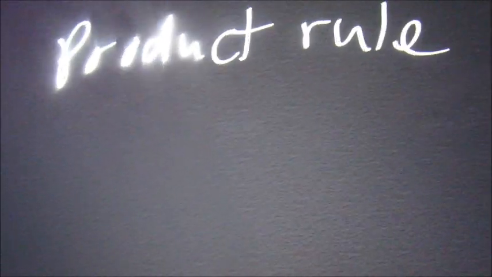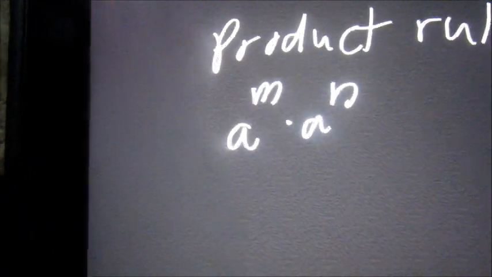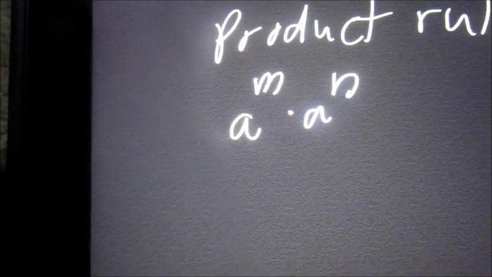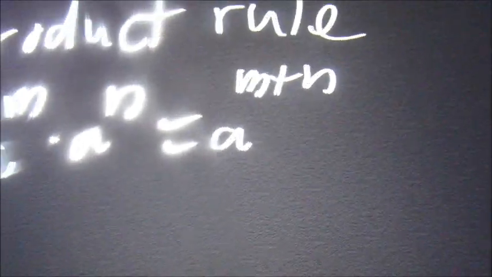This is something that you're going to see a lot. And just in general terms, for the product rule, if you have a to the m times a to the n, we have the exact same number as the base, multiplied by a number of the same base, and we have two exponents. When we have that, we could rewrite it as a to the m plus n. So to make things easy, we could just add the exponents and then do the work.